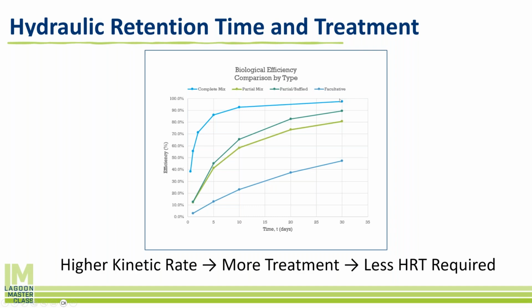And you move up to the complete mix system. This is the high treatment rate process. Most lagoon systems aren't designed here, but they can be. In those 30 days, we can remove 98% of the waste. So it's all about how long we hang on to it and how fast the bacteria are moving with the kinetic rate.